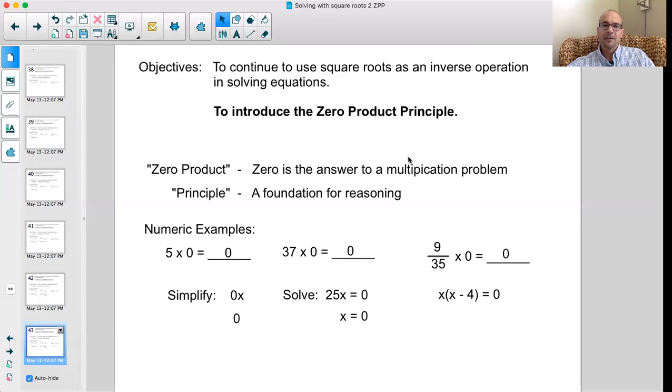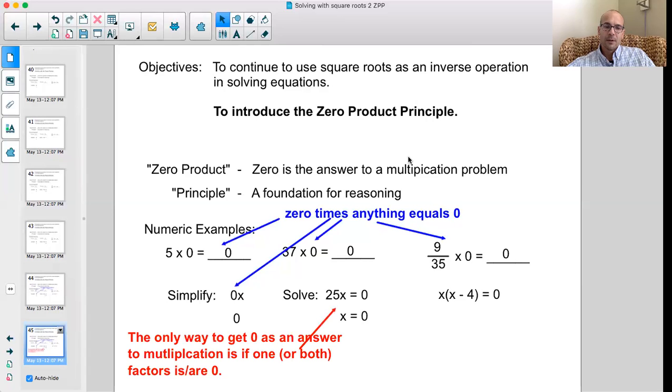But let's just take a look at this in the context of the zero product principle. So the zero product principle can be thought of two ways. Either, first of all, 0 times anything is always going to equal 0. Or the only way to get 0 as an answer to multiplication is if one of these things or both of these things are 0.